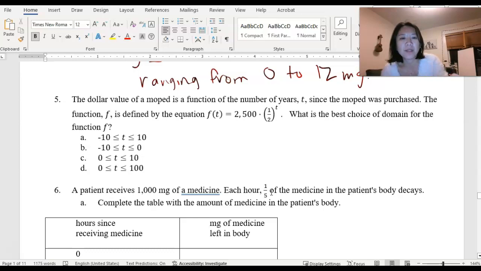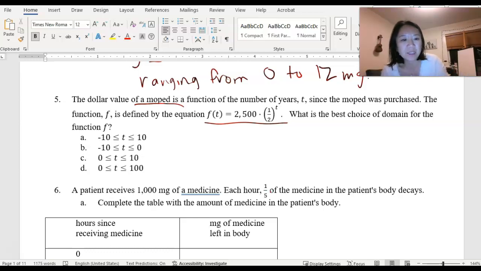The dollar value of a moped is a function of time in years since the moped was purchased. The function f is defined by this equation. What is the best choice of domain for the function f? All right. So we are starting at purchasing this moped at this amount. In this case, we're probably not going to be talking about time before the year of purchase, because things tend to go down after we purchase them. So we generally wouldn't be looking at time before the purchase of the moped, unless maybe it was a used moped.